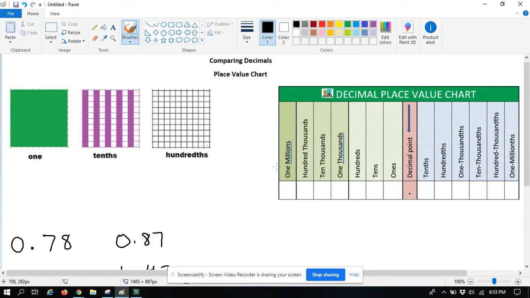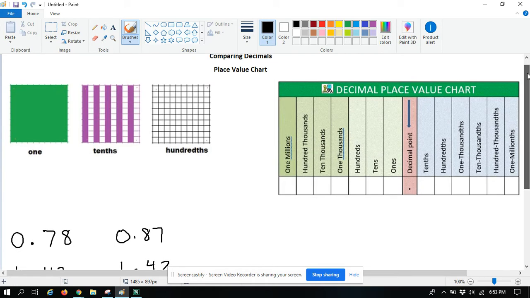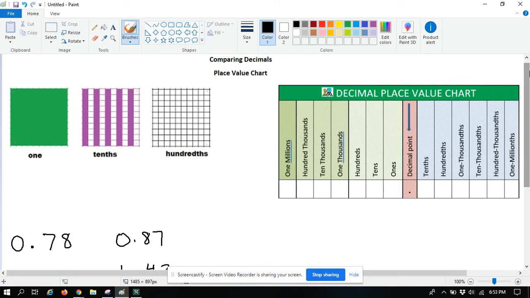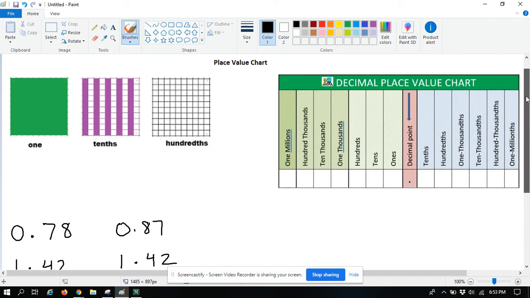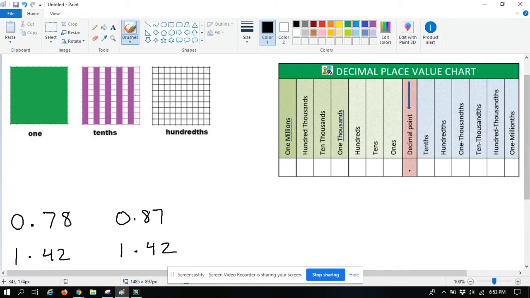In this very brief tutorial, I wanted to show you some ways you can compare decimals. A couple of different ways. We have a place value chart you can see here. Another way is you can rewrite each decimal as if it were an amount of money.